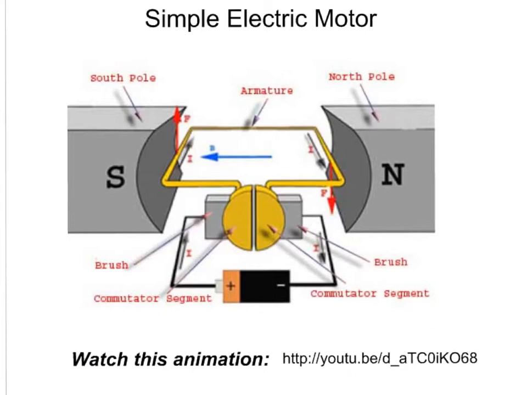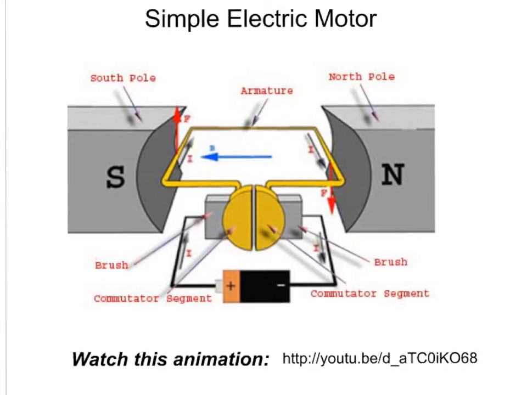The main parts of a simple electric motor include a wire coil, and this armature is actually the wire coil right here. It includes also a permanent magnet, and a source of electric current like the battery here. So there are also a few other components in the simple electric circuit. Brushes right here, and what we call a commutator segment right here. The commutator segment is connected to the wire coil, and the brushes here make contact with the commutator, which is a metal ring.